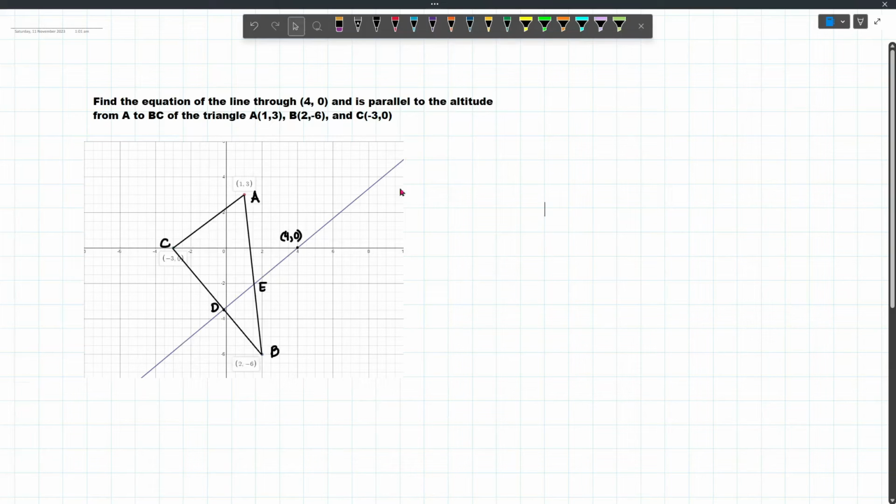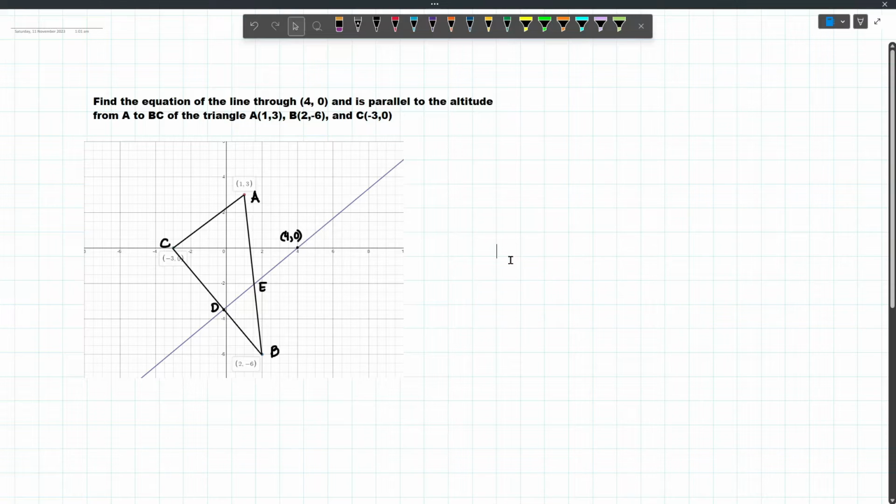In this video, let's try to find the equation of the line through (4, 0) and is parallel to the altitude from A to BC of the triangle with points A (1, 3), B (2, -6) and C (-3, 0). Now you don't have to draw this figure. I'm just using this for the purpose of visualization.